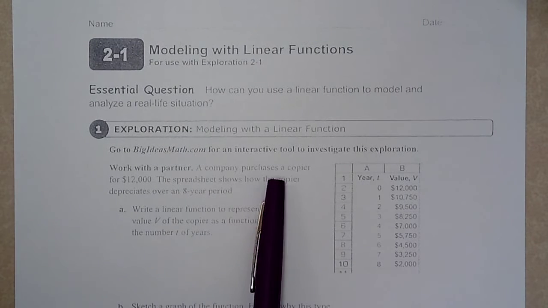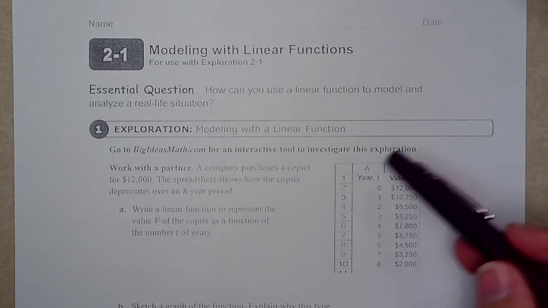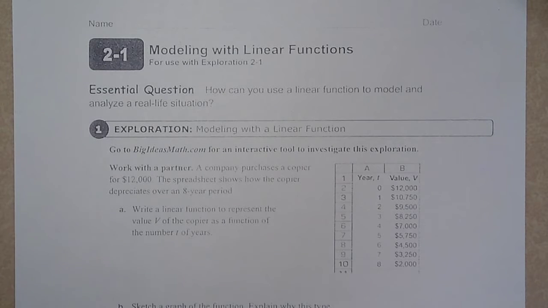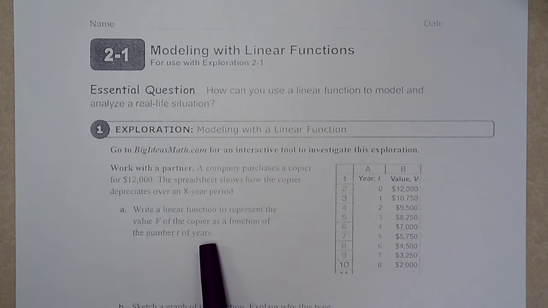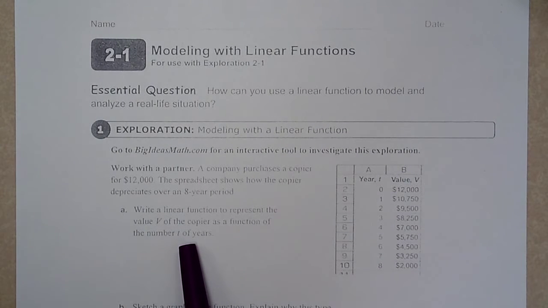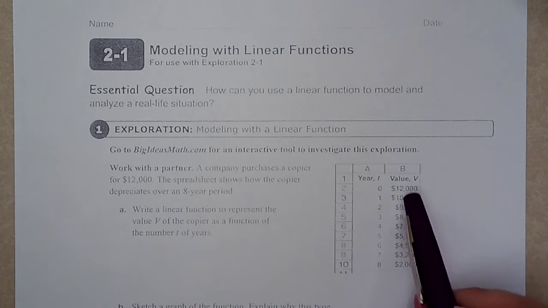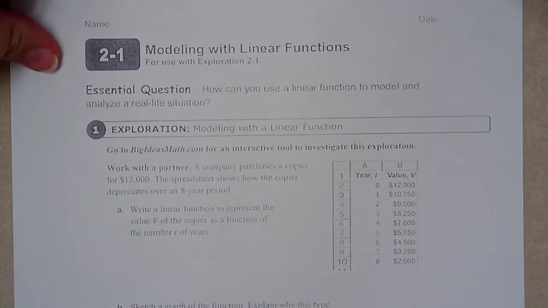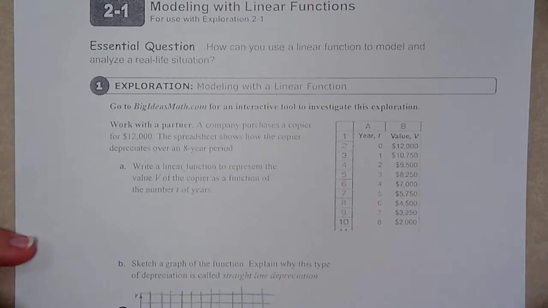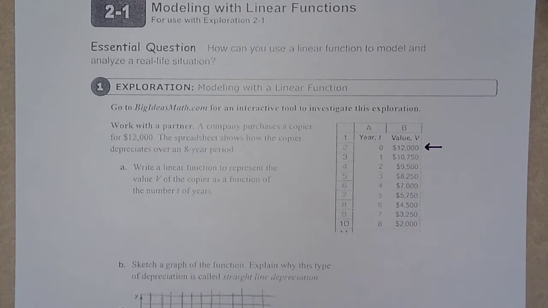It says a company purchases a copier for $12,000. The spreadsheet, right here, shows how the copier depreciates over an 8-year period. Write a linear function to represent the value v of the copier as a function of the number t of years. So the first thing we have to do is see what was the value at the very beginning. How much did this copier start out at? Well, we notice it started out at a value of $12,000.